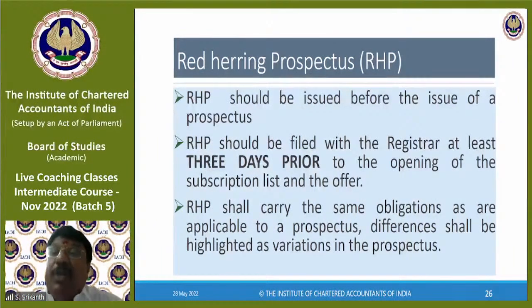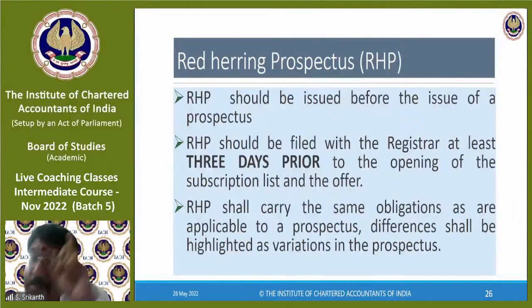Now, once the red herring prospectus is issued and the price is determined, you're going for a fresh prospectus. Be careful. Suppose there is any difference in data between the red herring prospectus and the normal prospectus, that should be highlighted as variation, because people are bidding based on the red herring prospectus. If anything has changed in the meantime, you should tell them what is changing, and that should be highlighted as variations in the prospectus.